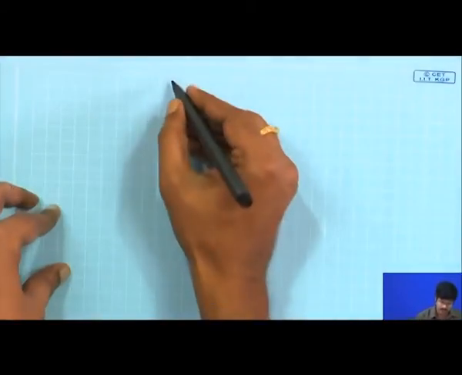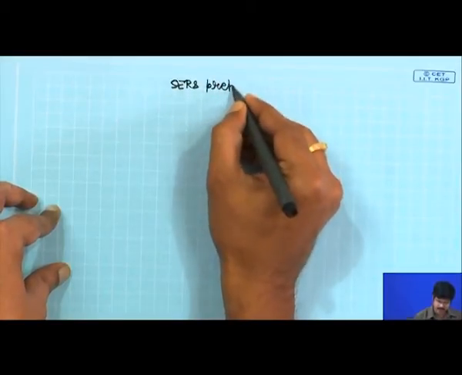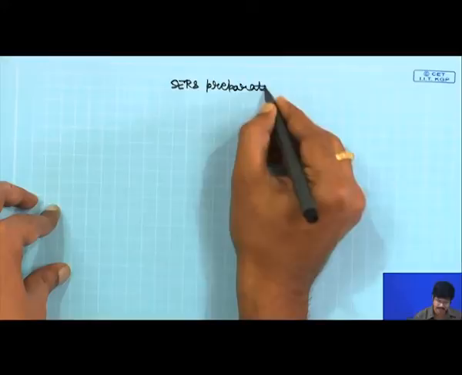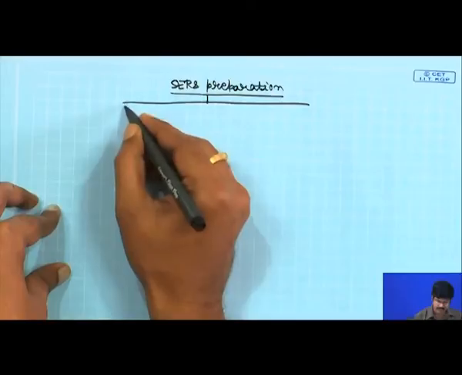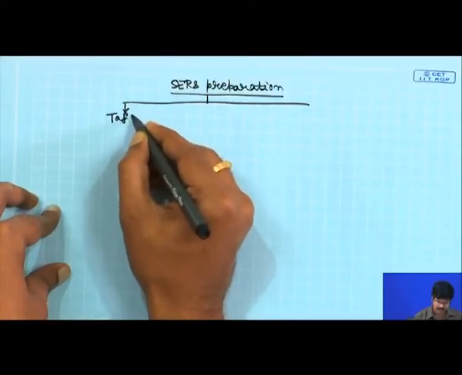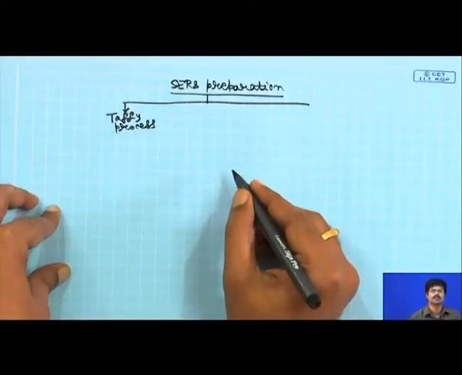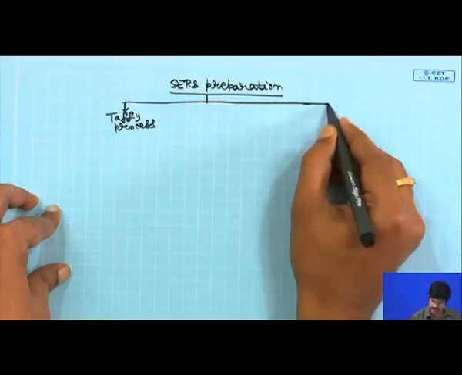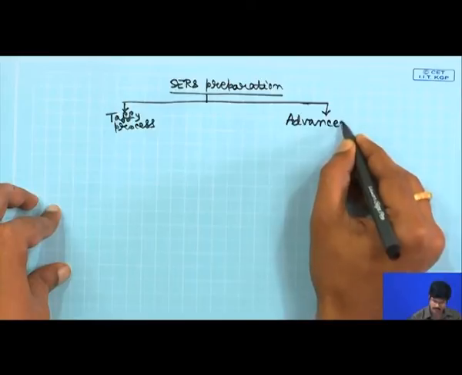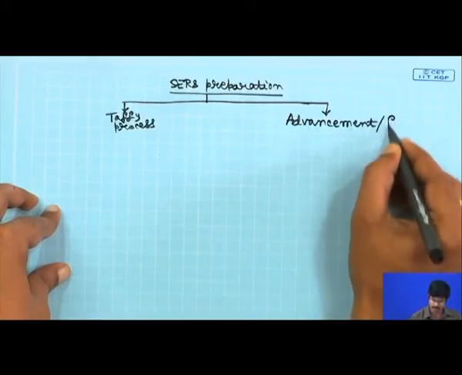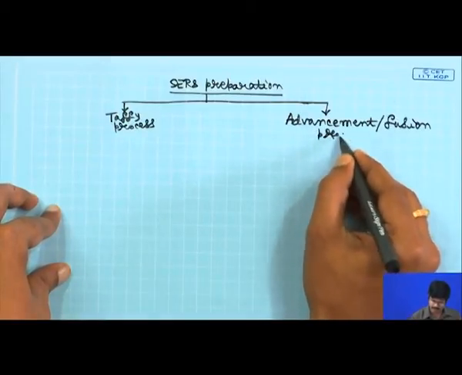Now, in general there are two processes which can be used to prepare your solid epoxy resins. So, solid epoxy resin preparation. One of the processes is your taffy process, and the other one is advancement or fusion process.